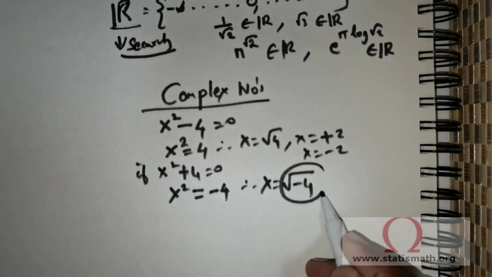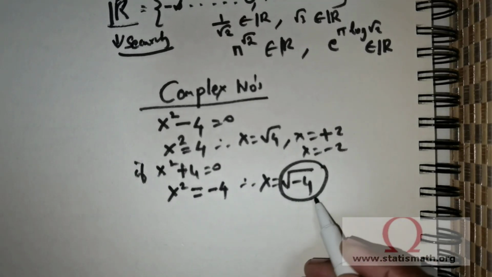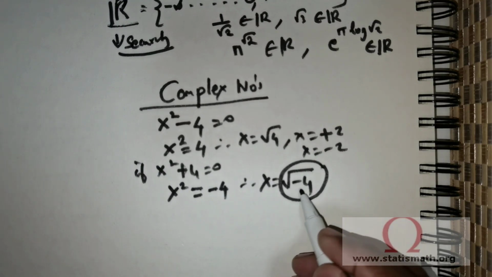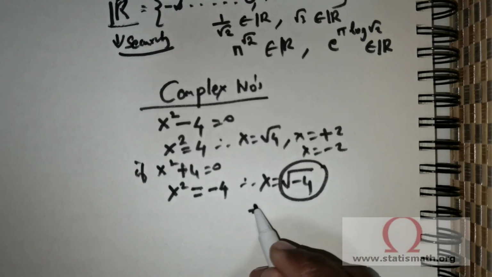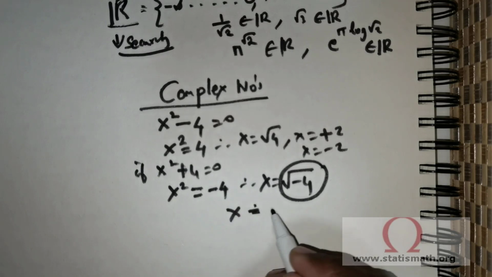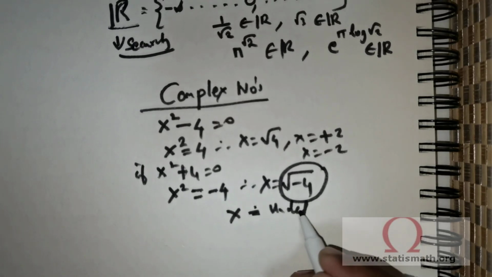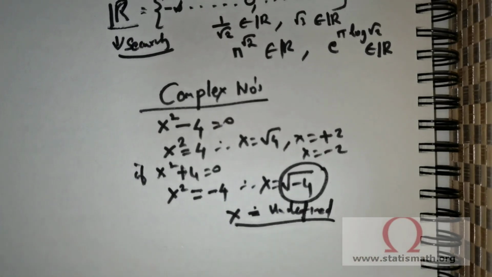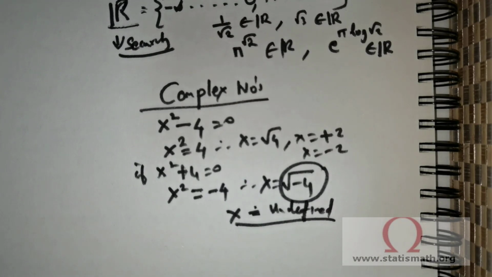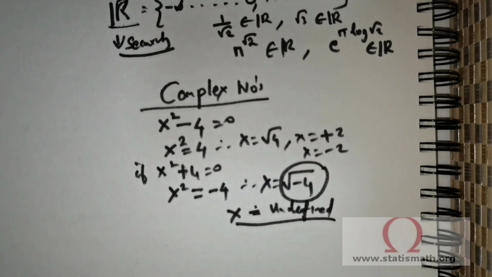Now, this is a square root which contains a negative quantity. So, immediately students will say, therefore, x is undefined. Why are they telling you this? Because they have not been exposed to complex numbers. Now, why do we get this issue?